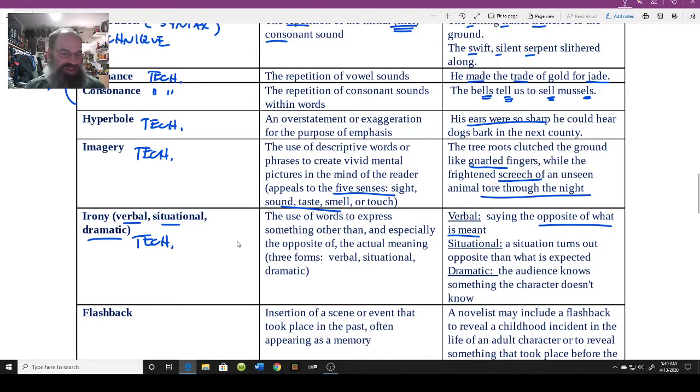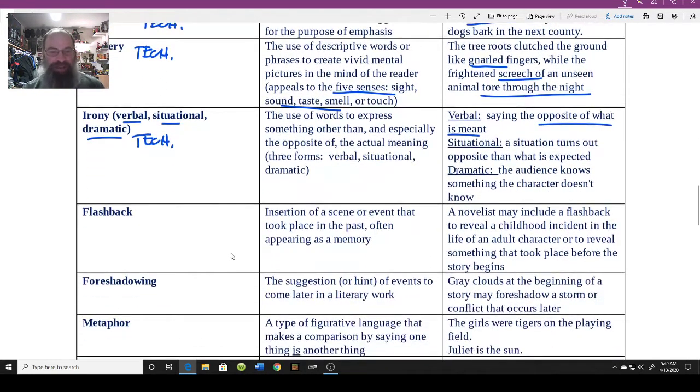All right, flashback. Insertion of a scene or event that took place in the past, often appearing as a memory. So flashbacks, I can't say it any better. Why use a flashback? Writers want to reveal something, so they use a flashback. It's a technique.